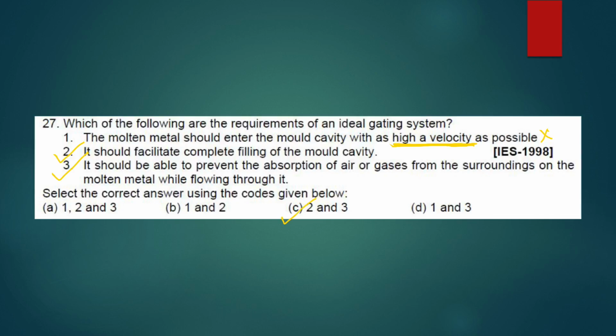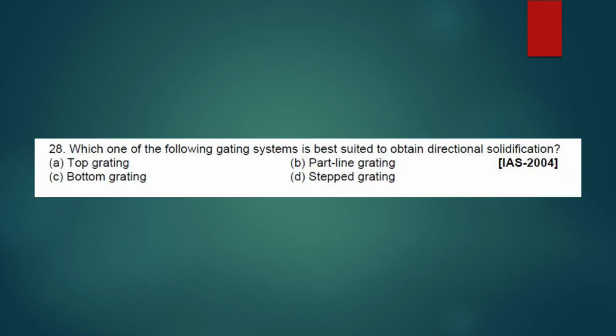Which one of the following gating systems is best suited to obtain directional solidification? Already top gating system and bottom gating system figures I already gave. For part line gating system, you will provide your gate at the parting line. Then stepped gating system, step by step, you will give the molten metal to flow into the mold cavity. So step is better for directional solidification. D is your answer. This is the part line gating system figure.